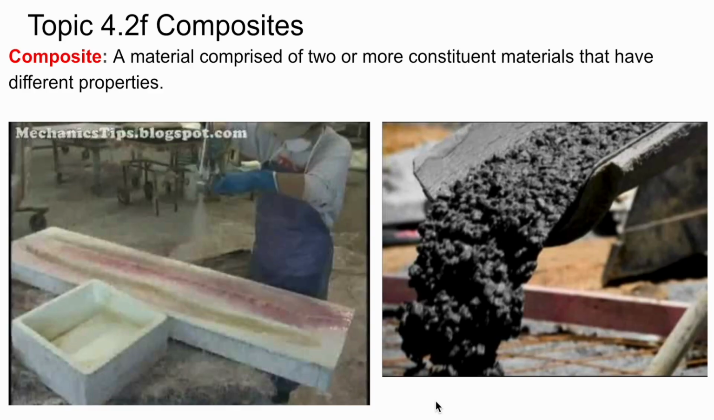Hi, this is a recorded lecture for the IB DP Design Technology topic 4.2F on composites. A composite is a material comprised of two or more constituent materials that have different properties.